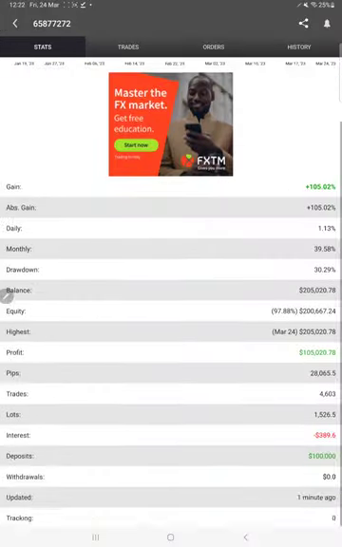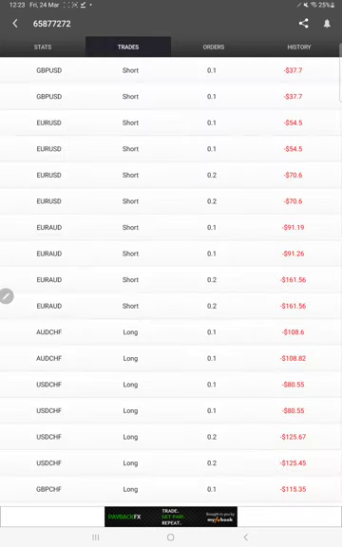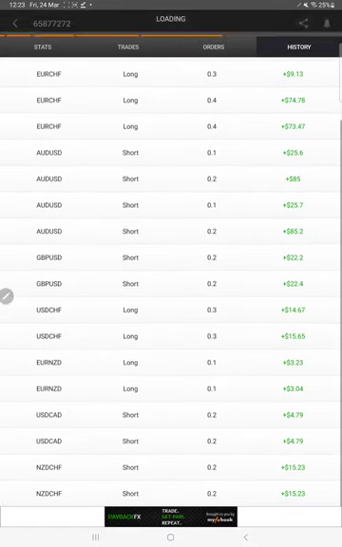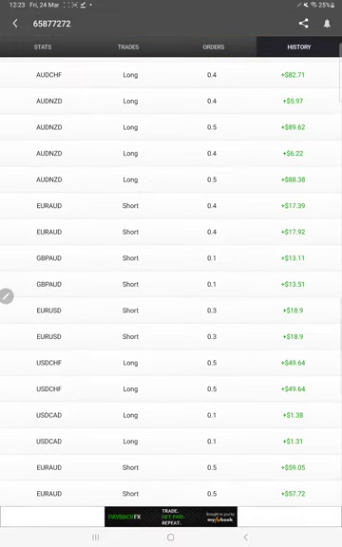Also, the MAFX book statistics are available, so we can check the total percentage of gain, absolute gain, daily return, monthly return, drawdown, current balance, equity, profit, and pips that we have achieved, and it was updated 1 minute ago. We can also see the live open trades here, verify the pending orders, and in history we can see how much lot size we have traded, how much profit and loss we have booked.